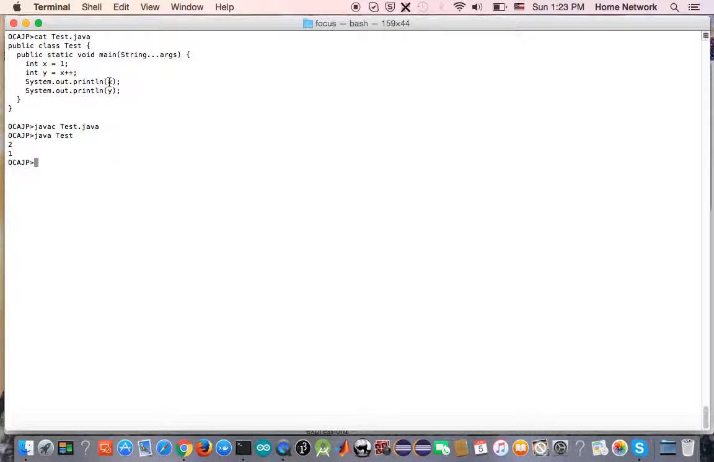Okay, so x gets the value of 2 because we increase the value by 1. The interesting one is y. y got the value of 1, which is the value of x before it is increased. That's why we call x++ the post-unary operator, because the increase only happens after we assign the value of x to y. Let's change the program.